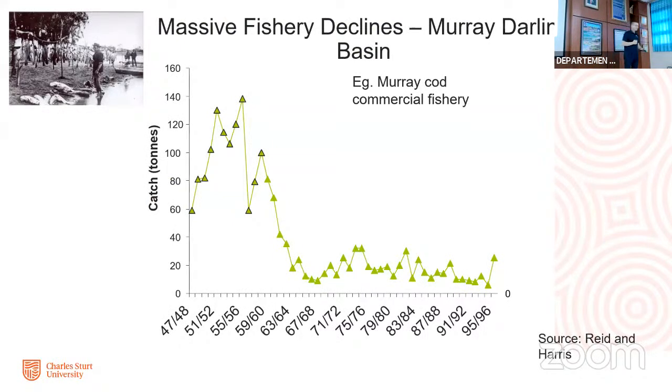And this is what we see. This is a graph of Murray cod fishery in Australia. The first dams were constructed in the Murray-Darling Basin around about 1940. And it didn't take long after dam construction and altering of the flows for the numbers of fish to drop very, very significantly. And in 1998, we actually closed the commercial fishery because it was no longer viable.